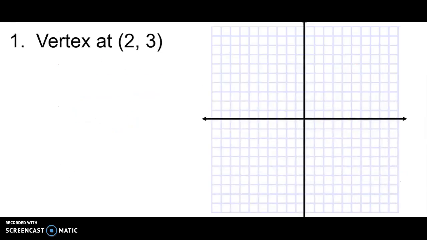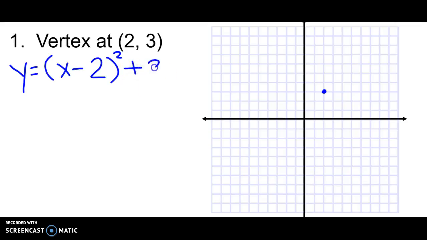So here's your vertex. It's at 2, 3. Let's go ahead and just graph 2, 3. There we go. Now it doesn't really have any kind of different opening. We're just going to assume it's going to be positive. So I'm going to go ahead and write the equation out first. Y equals, and we do x minus, now what's your x value of your vertex? Your x value is 2, so we're going to put that there, square it, and then we're going to add 3.